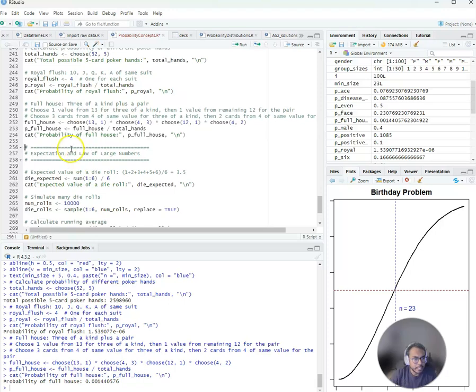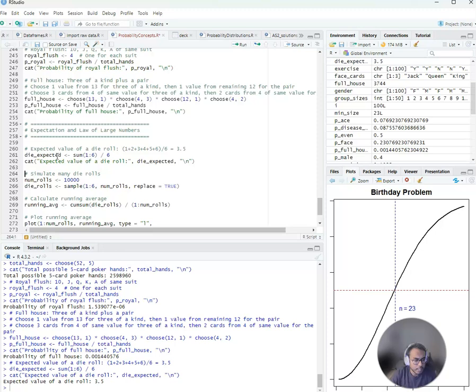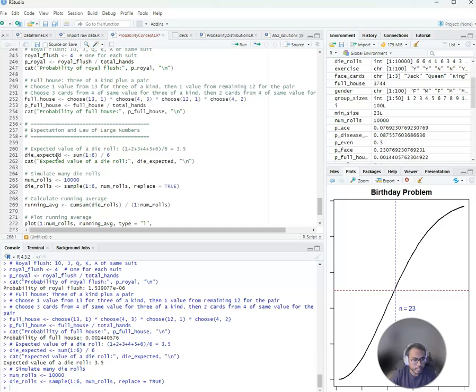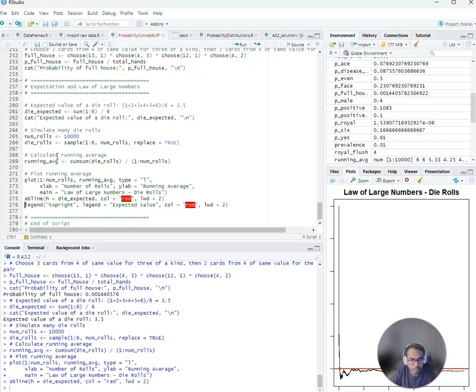And then we have the expectation and law of large numbers. So we resort to the die roll example. Expected value is all the possible values times their corresponding probabilities, and it is 3.5. And if we simulate this, suppose we keep rolling the die 10,000 times, and we create a sample of all the outcomes that we get. This is what we see.